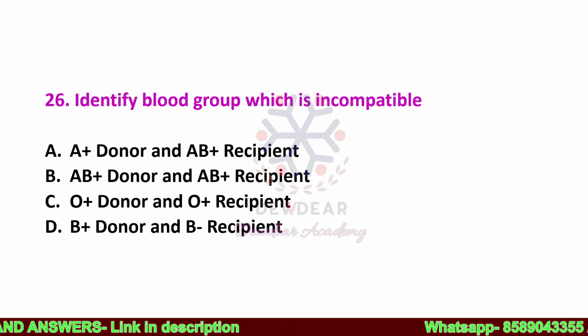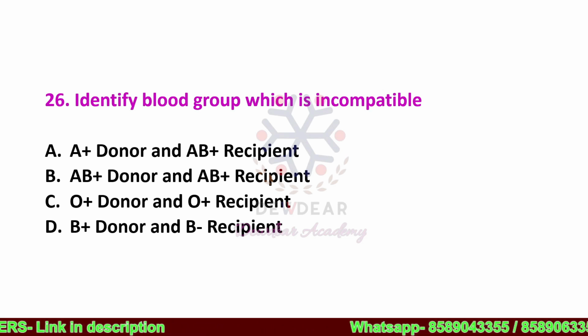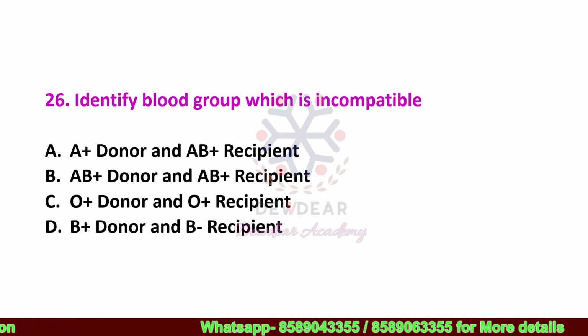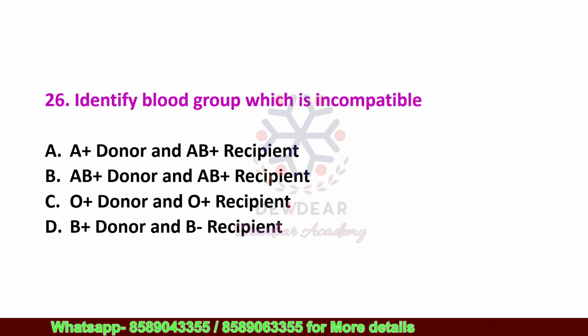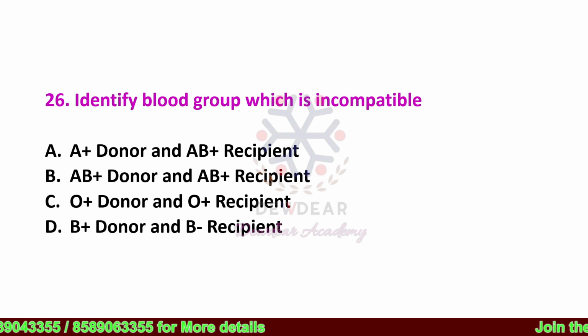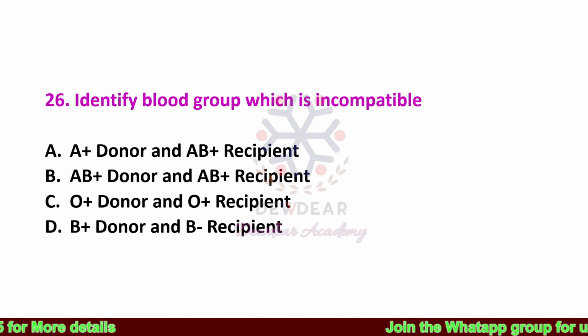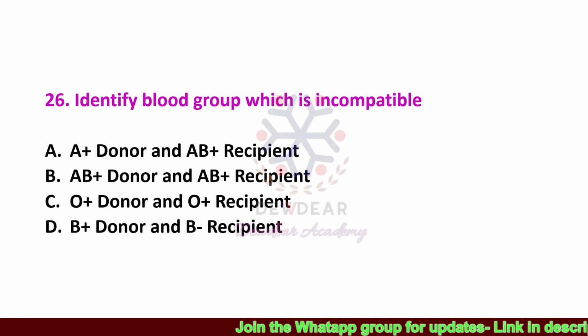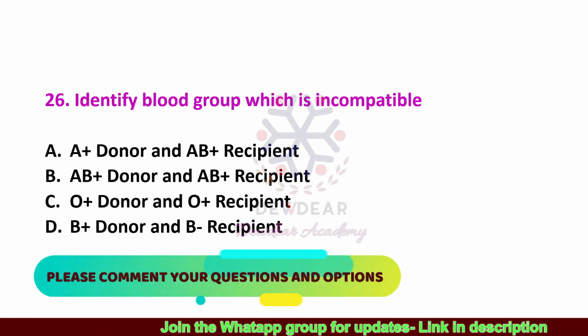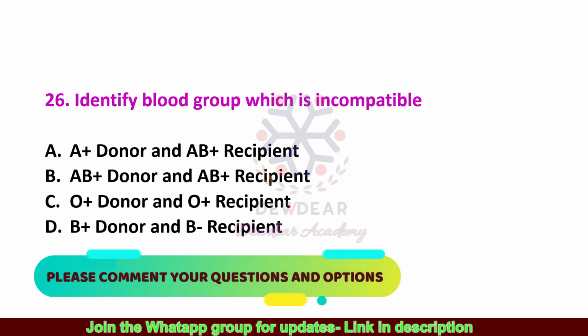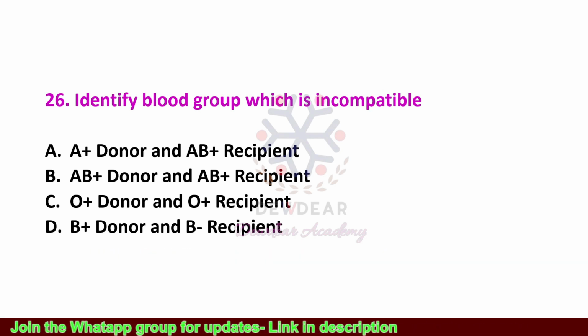Identify blood group which is incompatible. So options are A positive donor and AB positive recipient, then AB positive donor and AB positive recipient, O positive donor and O positive recipient, then B positive donor and B negative recipient. So in these options we have to identify which blood group is incompatible.